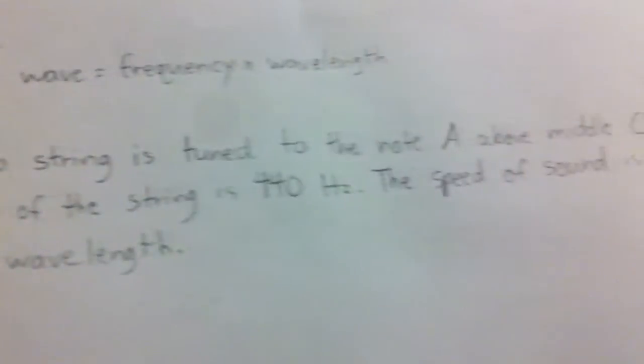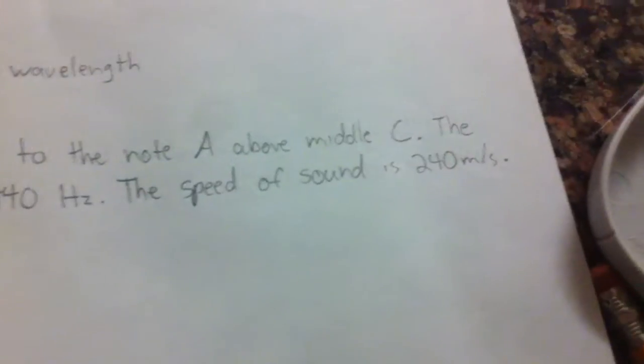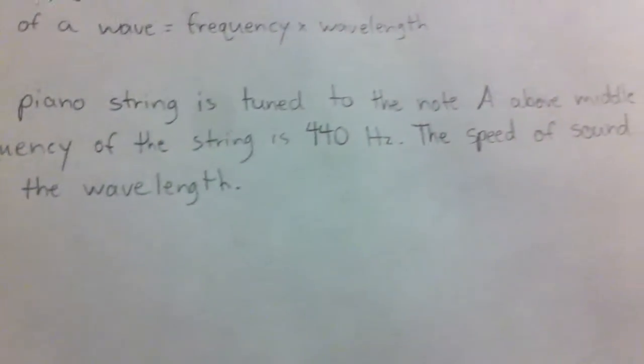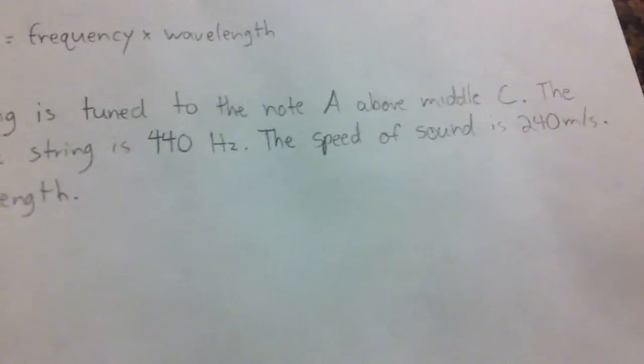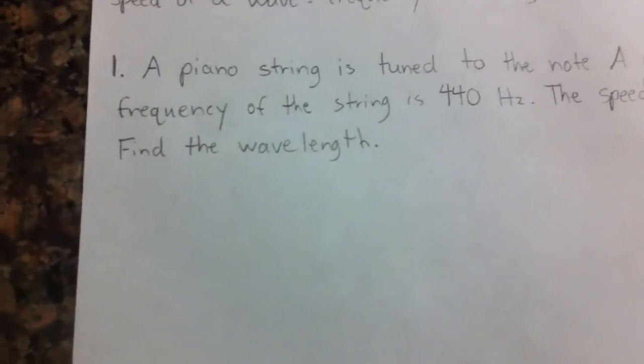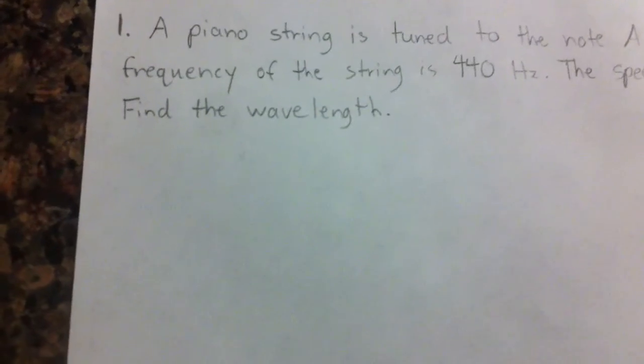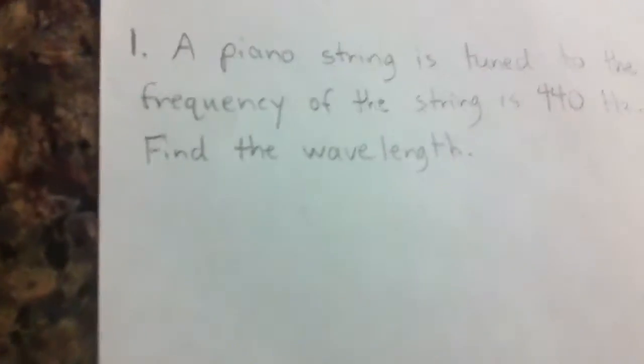A piano string is tuned to the note A above middle C. The frequency of the string is 440 Hz. The speed of sound is 240 meters per second, and we need to find the wavelength. So what we are going to do is take our equation, v equals f lambda, and change it around to solve for wavelength. So it's going to look a little something like this.